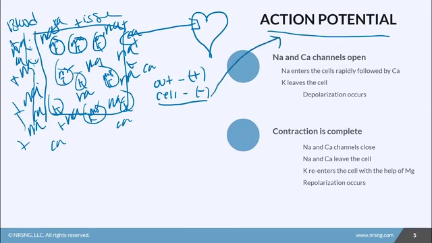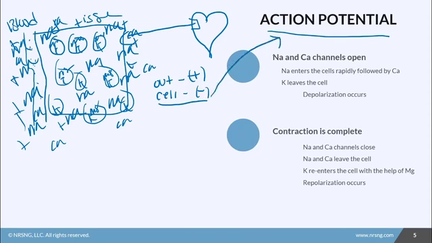So what happens is the sodium and calcium channels open. This allows sodium to rapidly enter that cell. As sodium is entering the cell, potassium kind of goes, yeah, I don't think so, and potassium leaves the cell. Think of sodium and potassium like they're antagonists. If one is in, the other one is out. If one is out, then the other one is in. They don't like to be with each other.